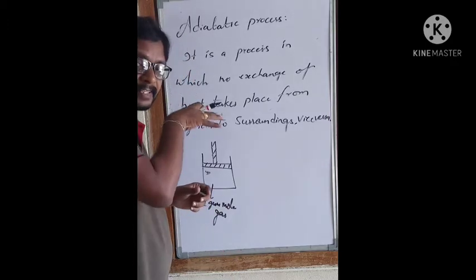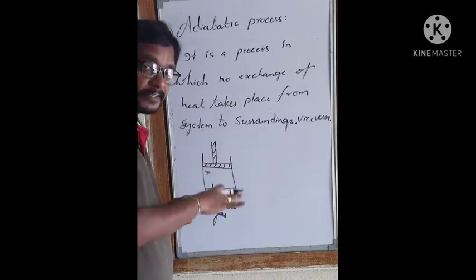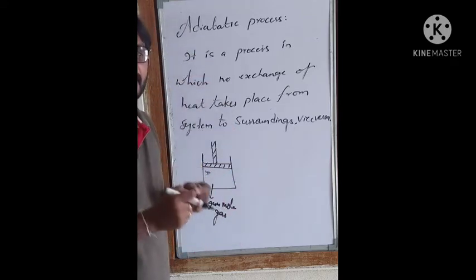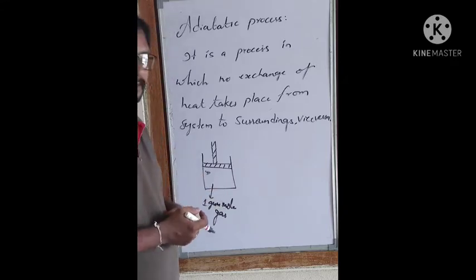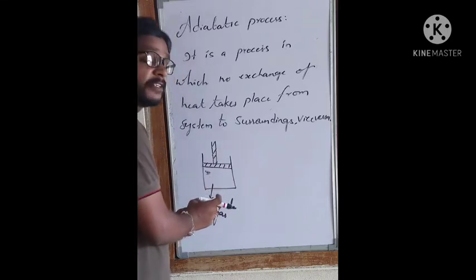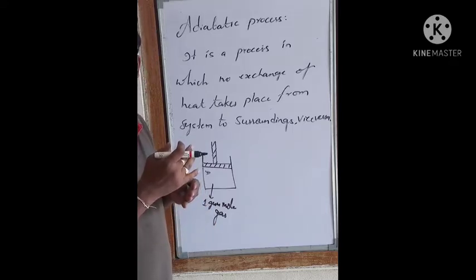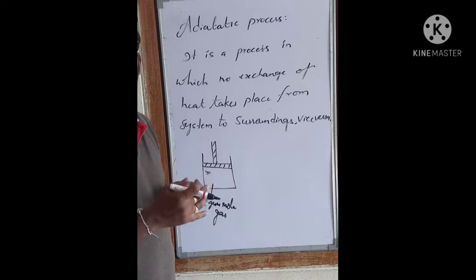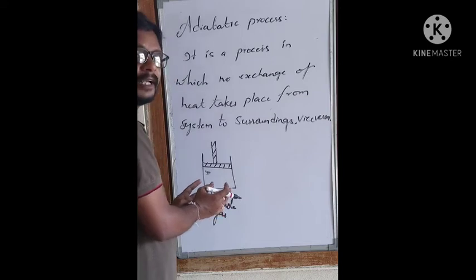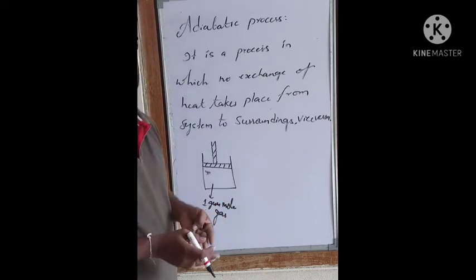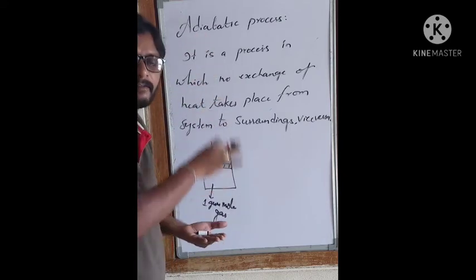So when it is compressed fastly, what happened? Immediately heat is generated in the gas, right? That means the heat of the gas is generated. As a result, its temperature is raised. When we compress it fastly, heat developed in the system. As a result, its temperature is raised. So that is what happens in case of compression fastly.